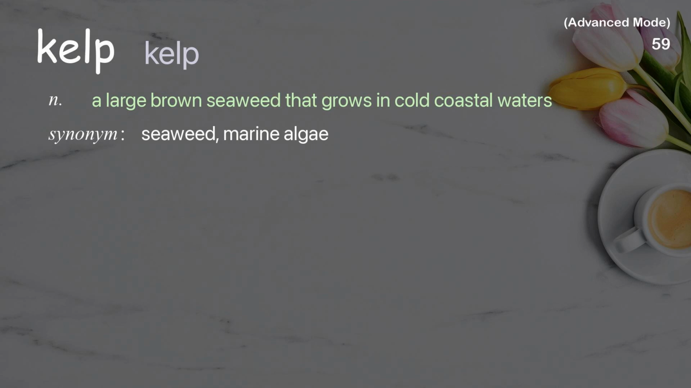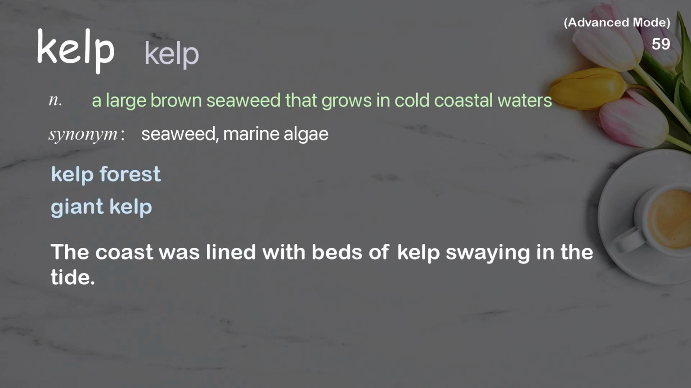Kelp. A large brown seaweed that grows in cold coastal waters. Examples: Kelp forest, giant kelp. The coast was lined with beds of kelp swaying in the tide.